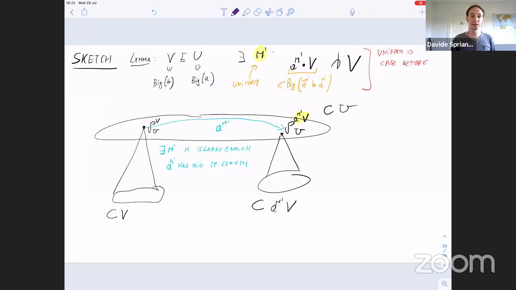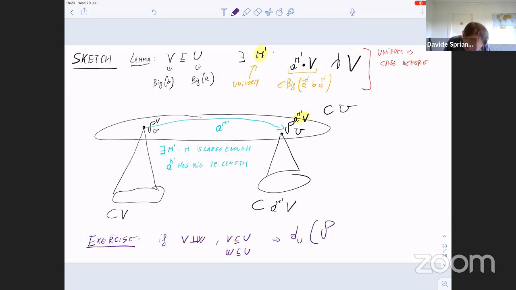And now I'm going to finish this exercise by having someone else doing the work. So exercise, so this is going to be done by Jacob Russell in the exercise class, which says if V and W are orthogonal to each other and V is nested in some U and W is nested in some U, then the distance in U between the projection on U of V and W is small. So since the distance here in U was big, we conclude that V is not orthogonal to the M prime V.